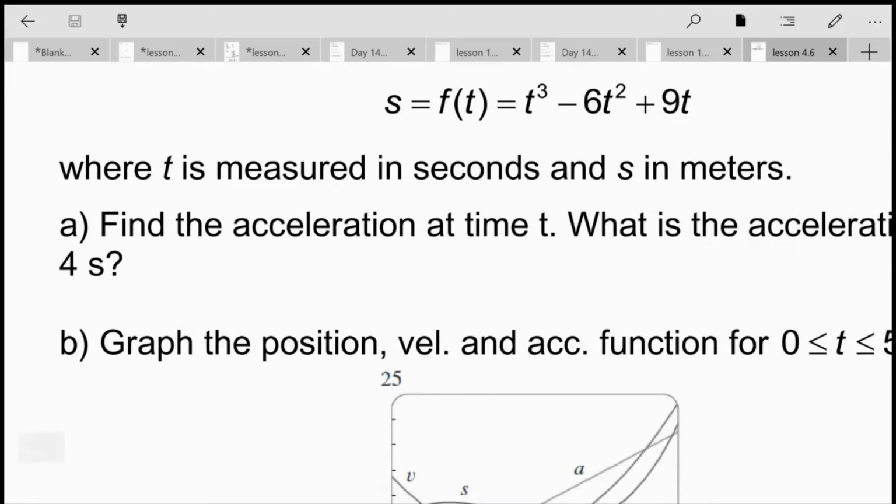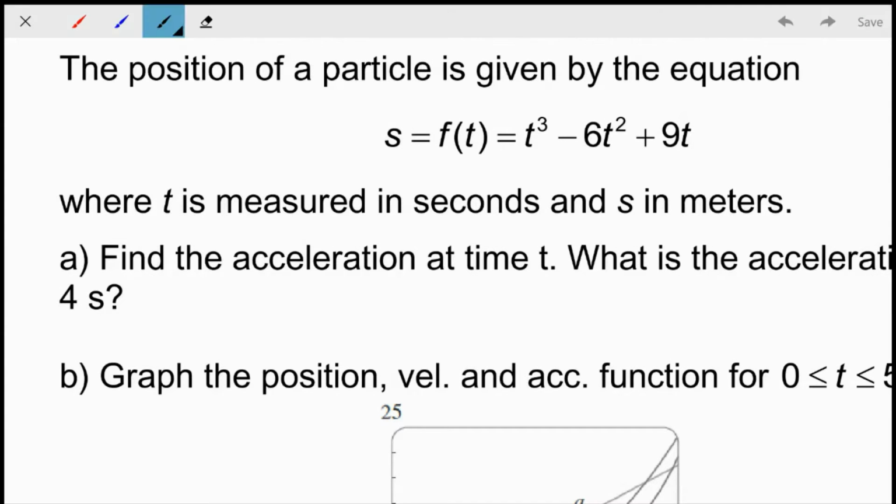Okay, so remember when we see s, that's going to represent position. So when I take the derivative, I can call this s prime, I could call it f prime, I'm going to call it v for velocity. So my velocity as a function of time is just the derivative of that position. It would be 3t squared minus 12t plus 9.